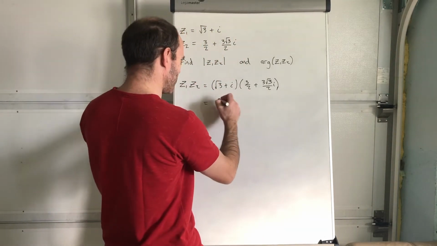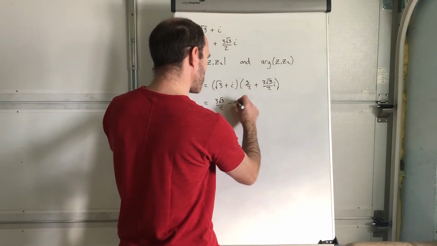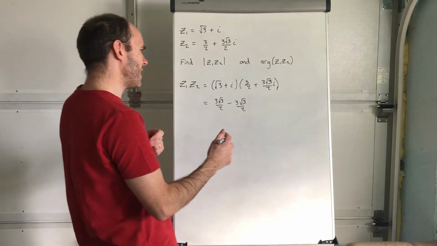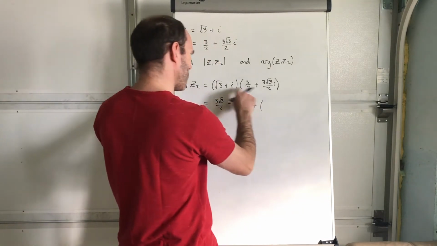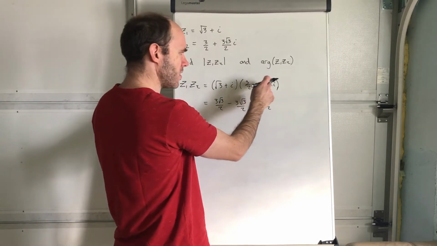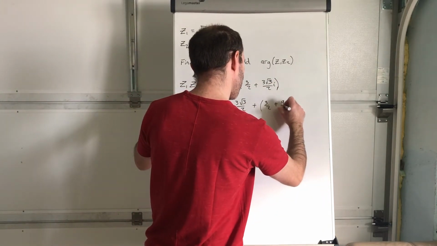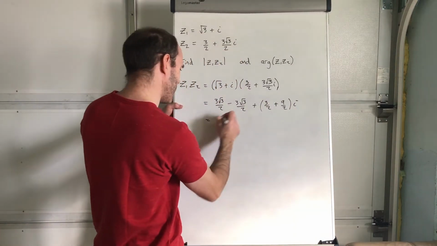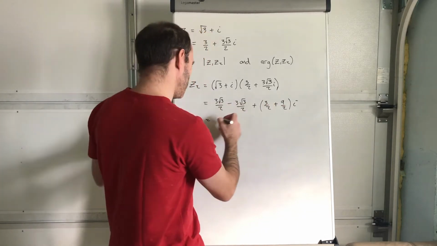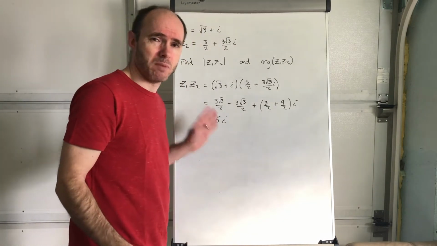So you've got that times that, so that's 3 root 3 over 2, and then subtract 3 root 3 over 2, that's going to be 0, so that's kind of interesting, isn't it? And then the i terms: 3 over 2, and then root 3 times 3 root 3 over 2, so that's 9 over 2 i. 3 over 2 plus 9 over 2 is 12 over 2, 6. It's just 6i. Well, clearly then, the modulus of that is just 6.